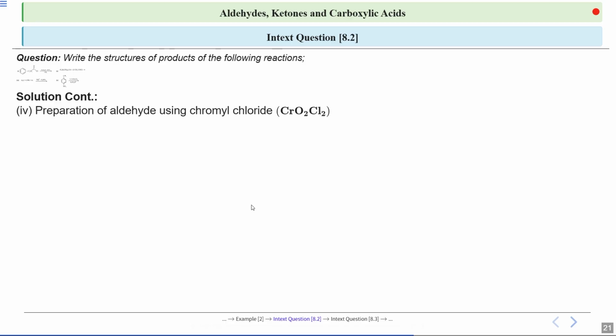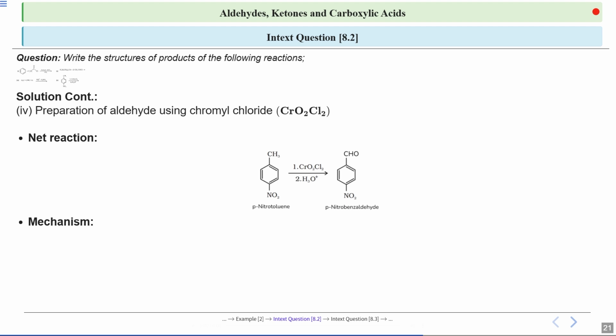Now let's see the last part, which is the preparation of aldehyde using chromyl chloride, CrO2Cl2. Here we see the net reaction. This is para-nitrotoluene, and the final product you get is para-nitrobenzaldehyde. The methyl group of para-nitrotoluene oxidizes to aldehyde, forming para-nitrobenzaldehyde using this chromyl chloride, CrO2Cl2.